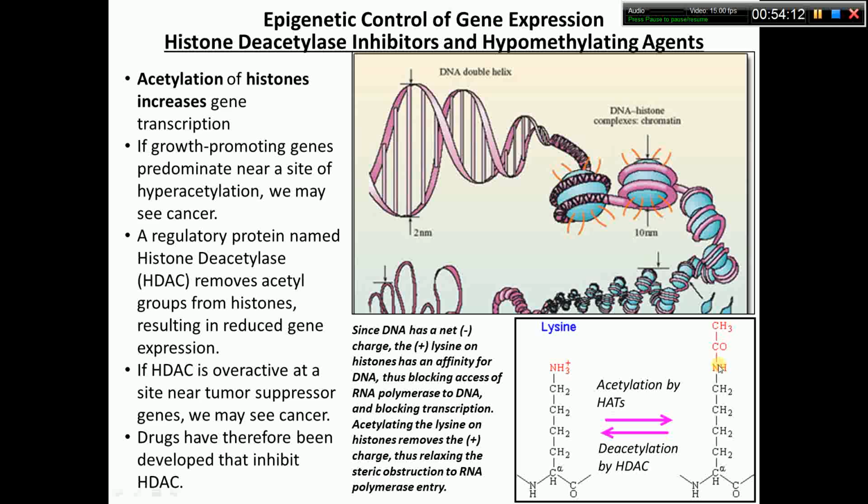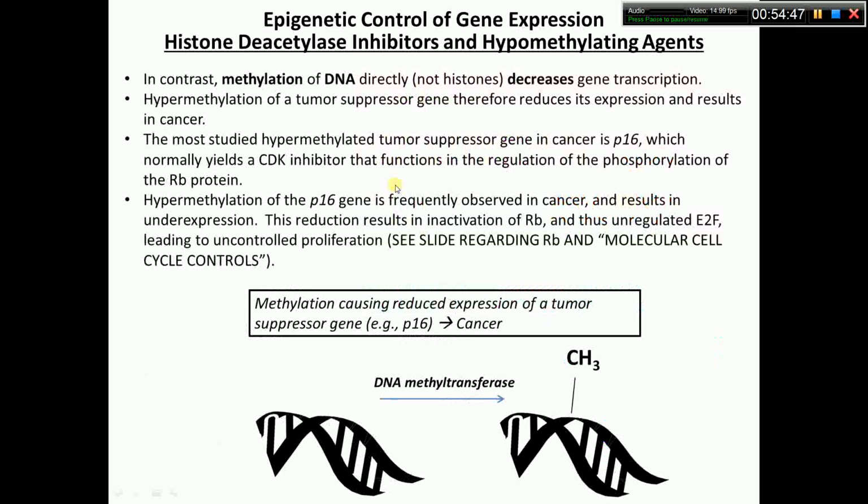However, if we acetylate this amine on lysine, we'll remove the ionic bond because there's no more charge here. Just to clarify, the DNA is not shown in this image on the bottom, but the DNA will no longer have affinity for this amine because there's no more positive charge. The DNA will relax. It'll give steric space for the RNA polymerase to come in and synthesize RNA. We have drugs that can influence HDAC, and I'll talk about that in a few seconds.